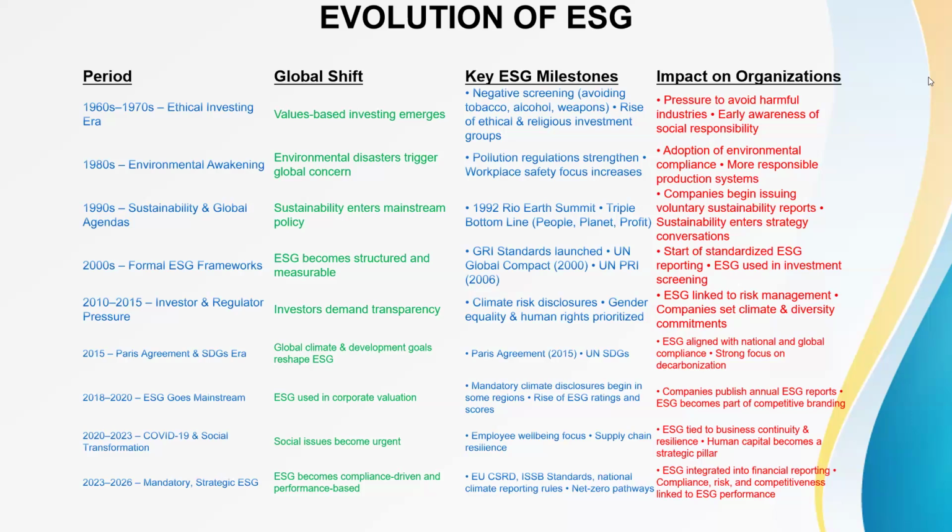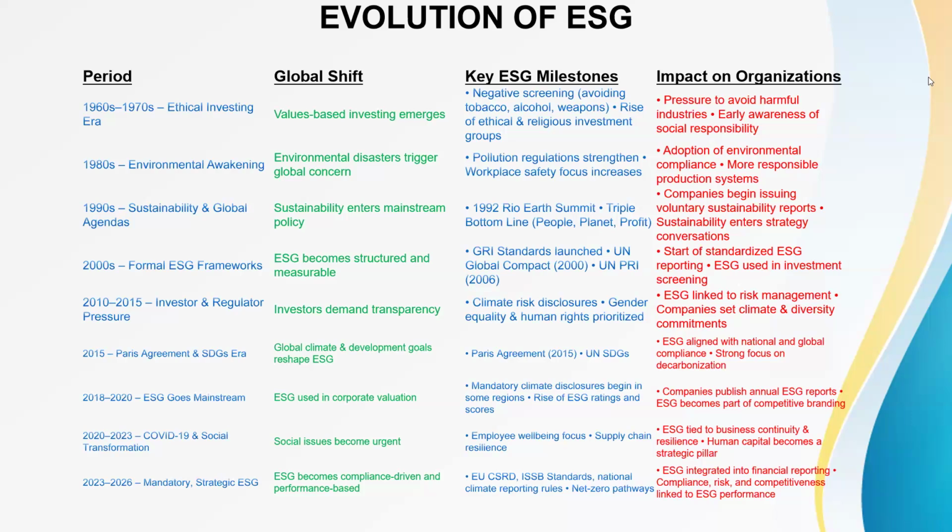And then it went on to the 1980s, where we had an environmental awakening. Environmental disasters helped to trigger this and awaken environmental awareness in organizations. This led to pollution regulations and workplace safety measures to combat the environmental disasters that were occurring at that time. It led to the adoption of environmental compliance. Some organizations started to comply with environmental rules to help avert disasters and become more responsible production systems. In the 1990s, sustainability started being the talk of global agendas.